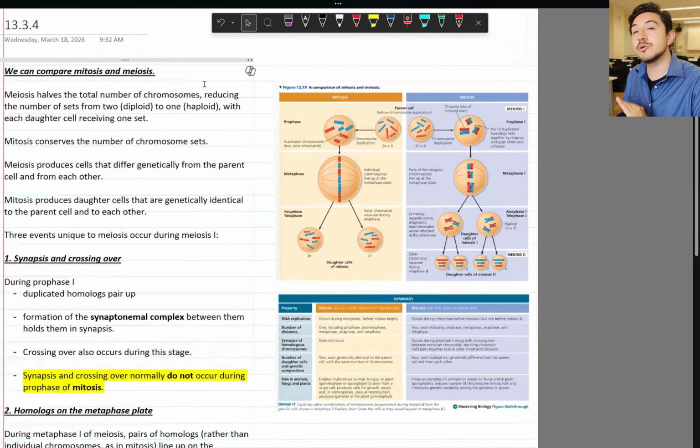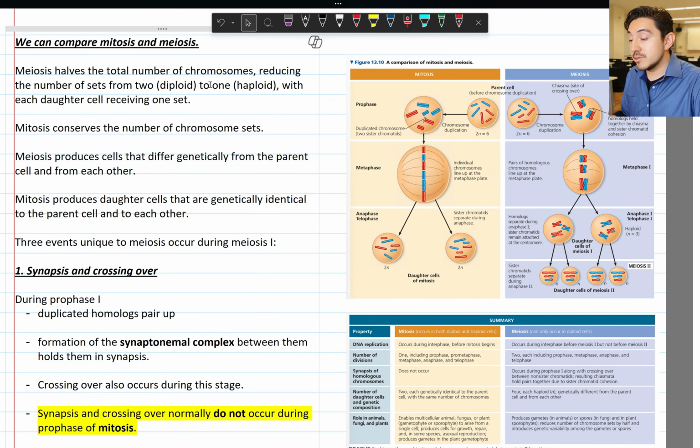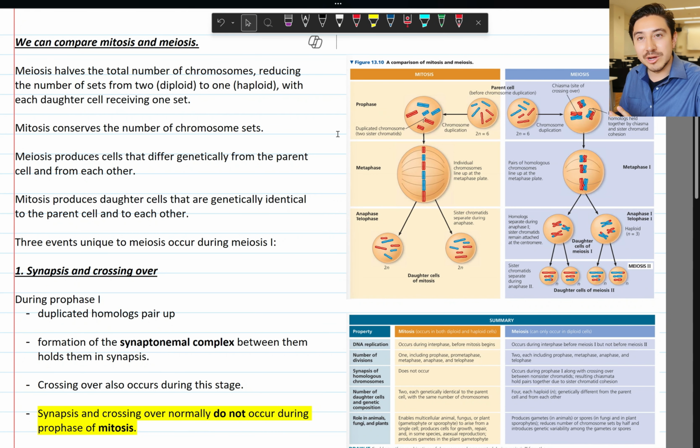Comparing mitosis and meiosis, I strongly recommend understanding this table. It's like a keystone question in tests and exams. You know, compare and contrast mitosis and meiosis. That's a staple question in tests for education. Meiosis halves the total number of chromosomes, so it's a reduction cell division where you produce haploid cells. Mitosis conserves the number of chromosome sets. Meiosis produces 4 cells that are different genetically from the parents. Mitosis produces identical cells, even at the genetic level.